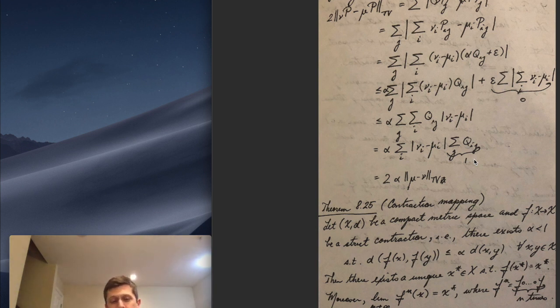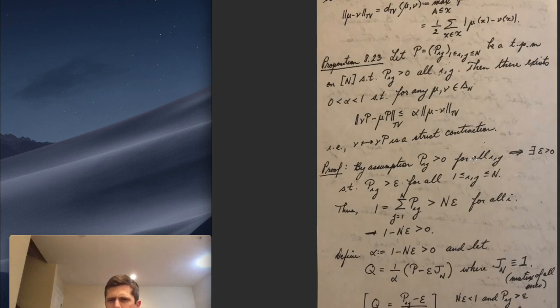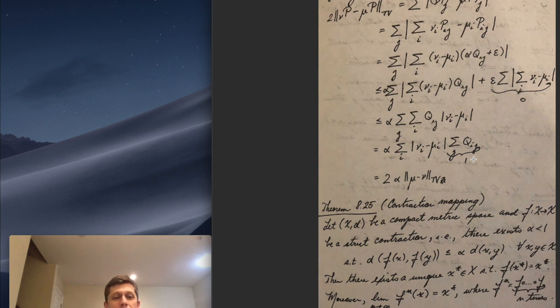So the key consequence of this is that it's going to allow us to apply the contraction mapping theorem in proving a version of theorem 8.2.